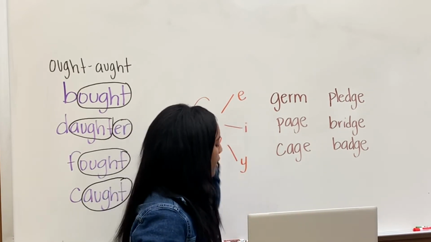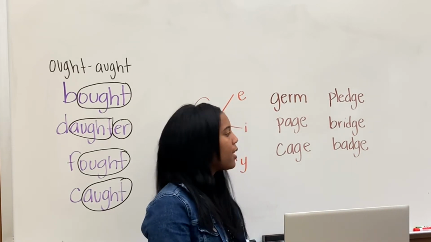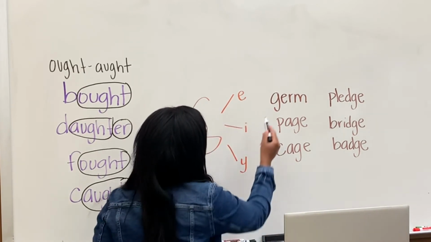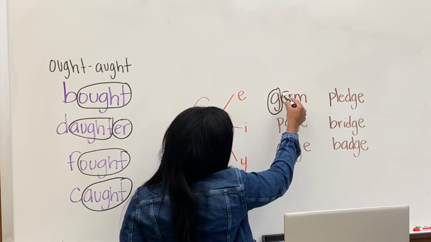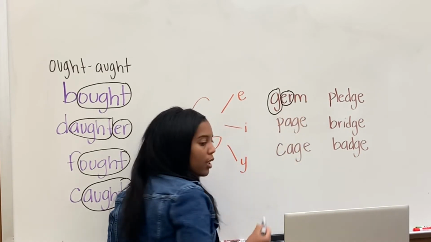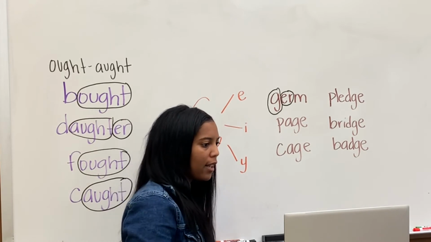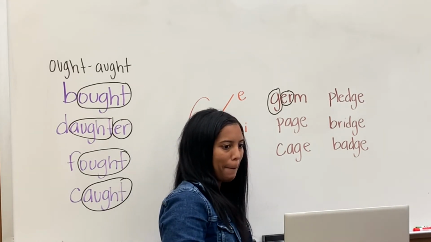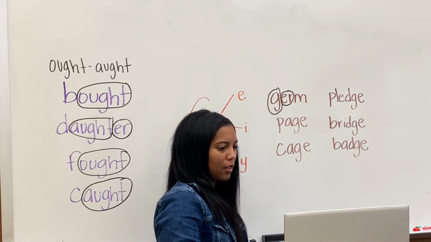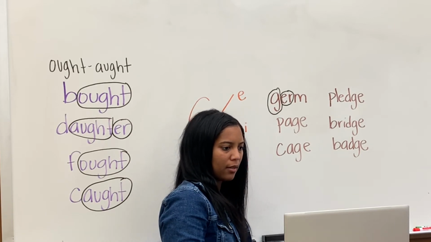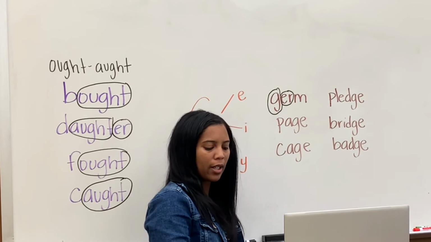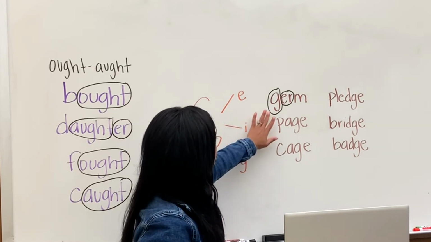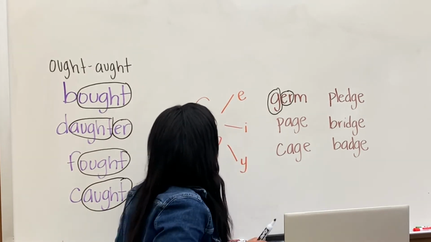So we have some examples here to look at. Look at the first word. We have our G here, and it's by an E. So we know that G is going to say j. Does anyone know this word right here? Somebody said it. Germ. The word is germ. This G says j.